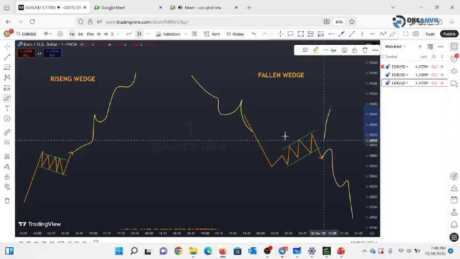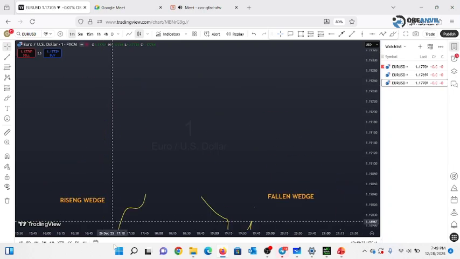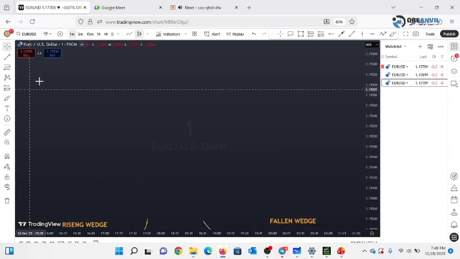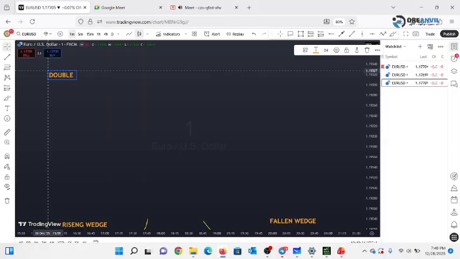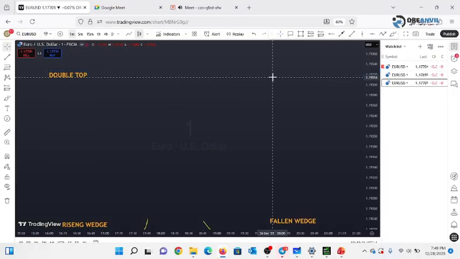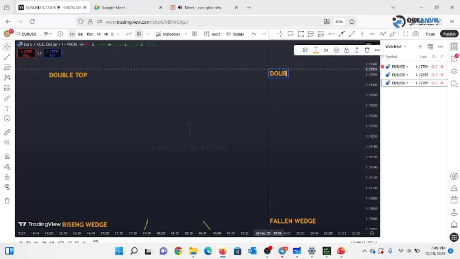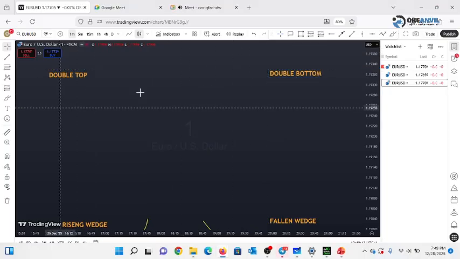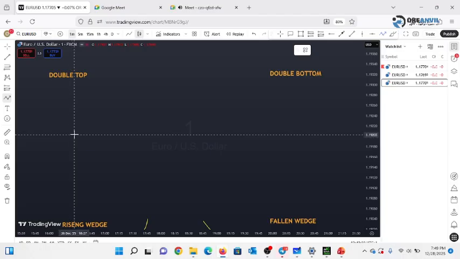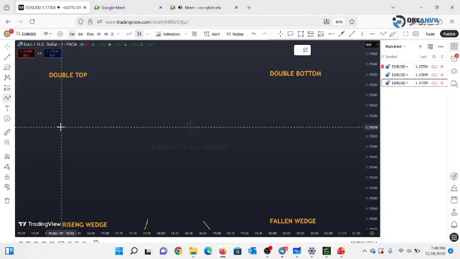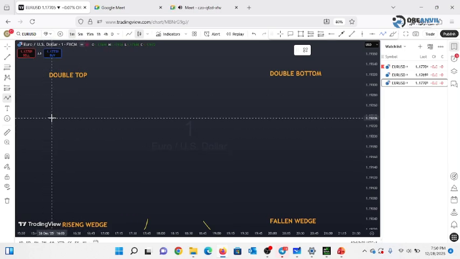Then one of the last patterns I will show you is what we call the double top, and the double bottom. So what does this pattern do? When you look at the chart, whenever you see them, you'll be seeing them at the low of a chart. Any chart you open, at the low of the chart, you'll be seeing this pattern. They are responsible for reversing the trend.